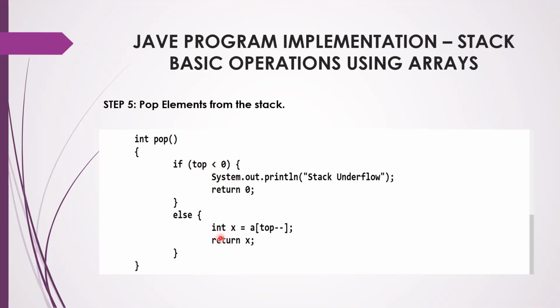Else you have to go for int x = a[top--]. That is, you're doing a decrement. For example, now top is pointing to the 999th element. I'm going to remove that. Now the top has to point to the 998th element, so a[top--] will go to x, and you have to return x.